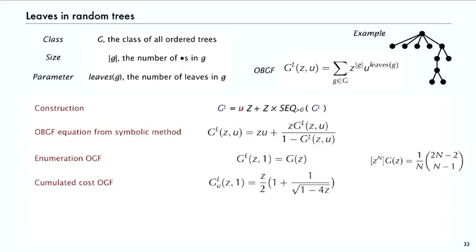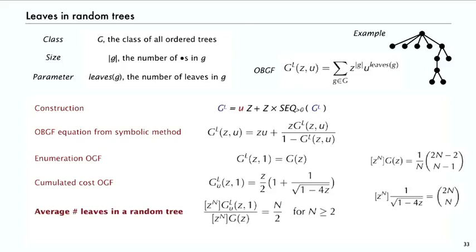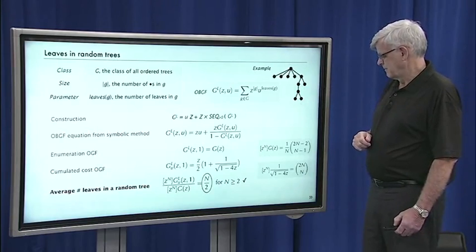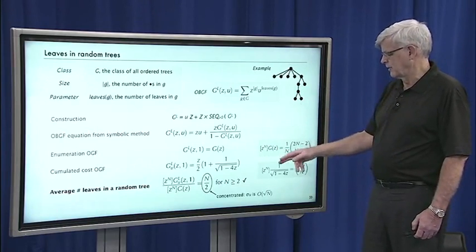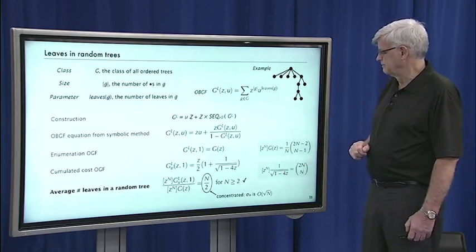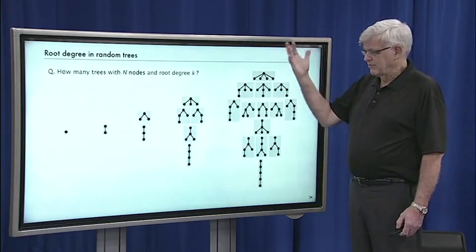And so that's the result that we get. And coefficient of z to the n in 1 over square root of 1 minus 4z is 2n choose n. So now divide those two and you get n over 2. That's the average number of leaves in a random tree. And I admit I omitted a little bit of calculation here. You might want to check that. You can see some wondrous properties of square root of 1 over 1 minus 4z. So that's leaves in random trees. And again, that's what we observed, and you can also go ahead and compute the standard deviation, and it's concentrated. So a big tree, half of them are leaves.